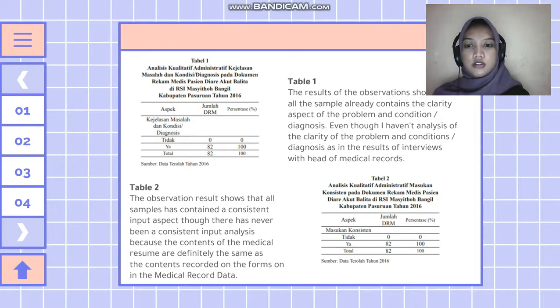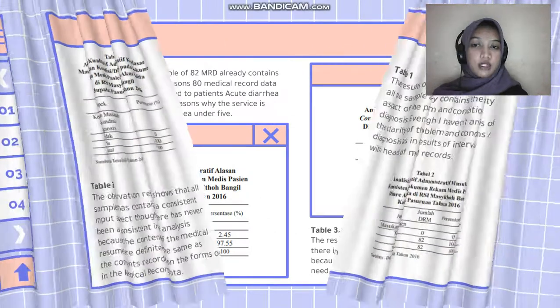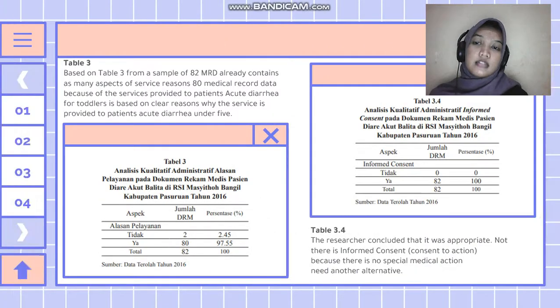Table 2. The observation result shows that all samples contain a consistent input aspect. Table 3. From a sample of 82 medical record data, 18 medical record data already contain aspects of service reasons, because of the services provided to patients with acute diarrhea. Table 3.4. The researcher concluded that it was appropriate.